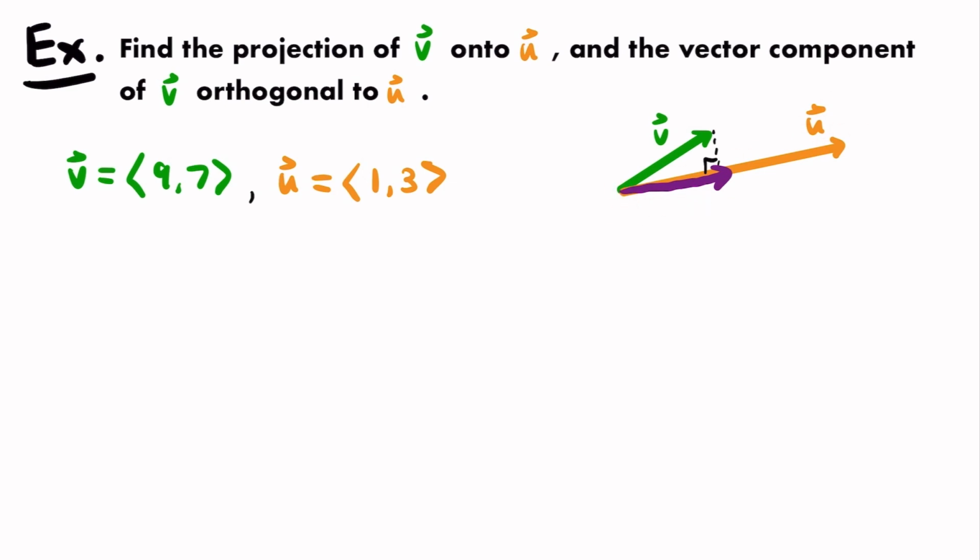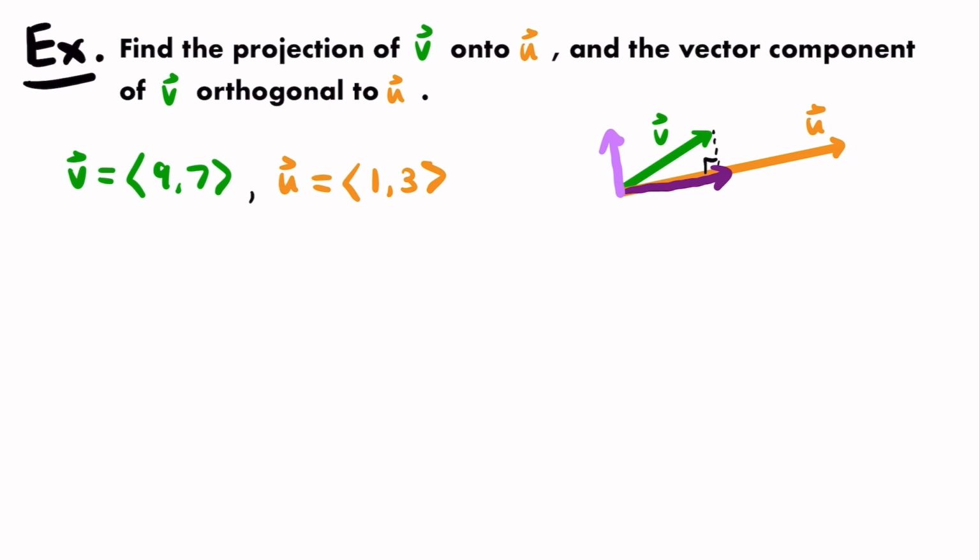So that's the projection, but what is the vector component of vector v orthogonal to vector u? What does that look like in this diagram? Well, first of all, it's important to note that this projection vector is also a vector component of vector v. It just has a special name of being the projection vector. It's also the vector component of vector v that is parallel to vector u, with the same direction. So the vector component of vector v orthogonal to vector u will be this vector right here, perpendicular to vector u.